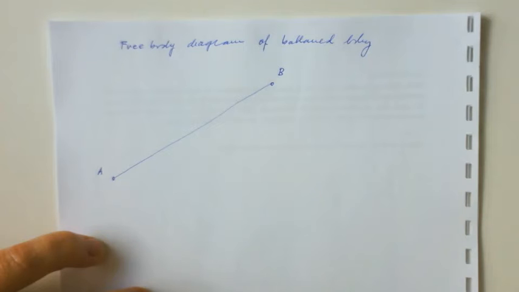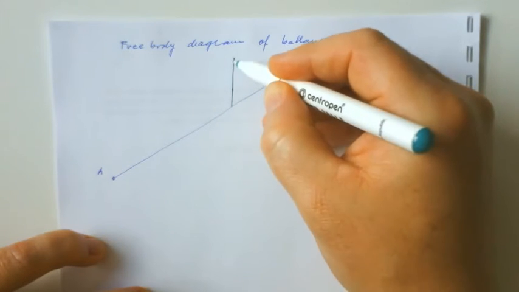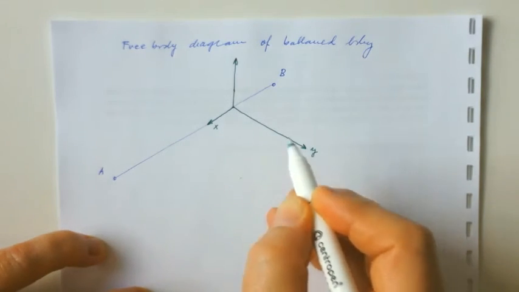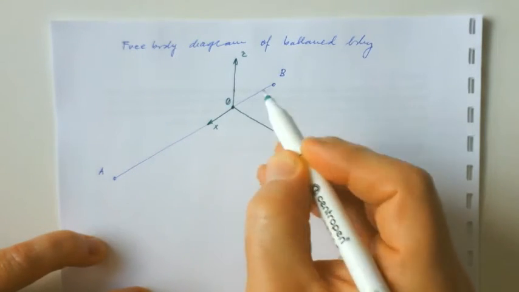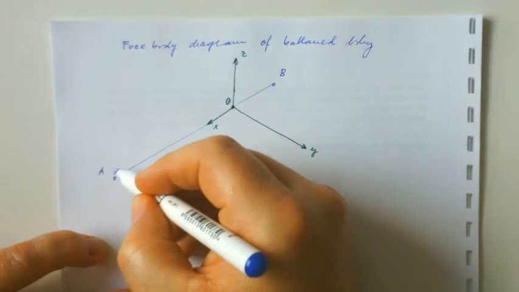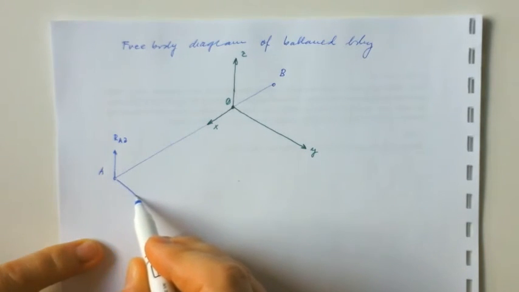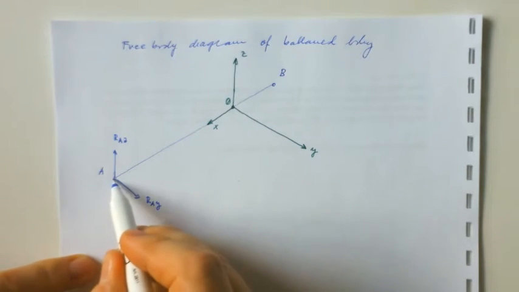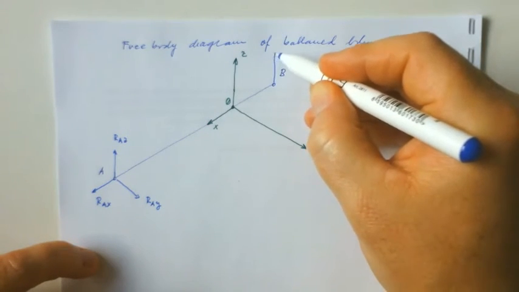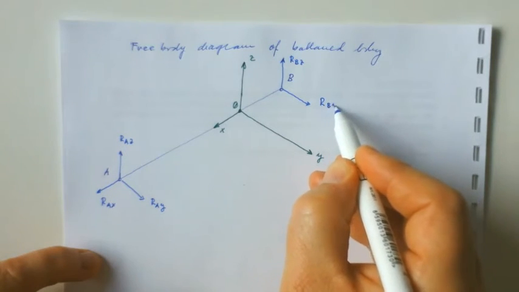So there is a coordinate system x, y, z with origin O, and we can draw in these directions Raz, Ray, and Rax, and here in B joint Rbz and Rby.